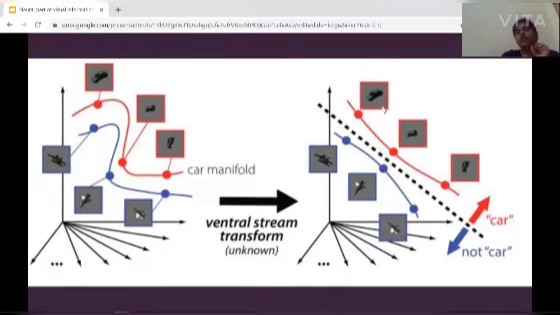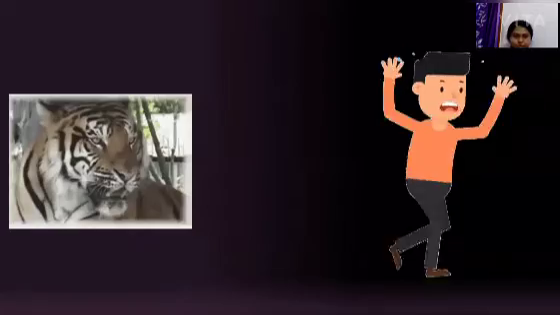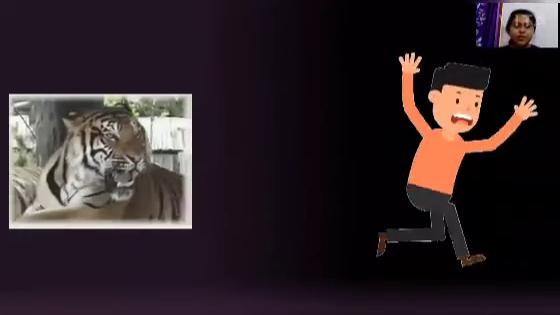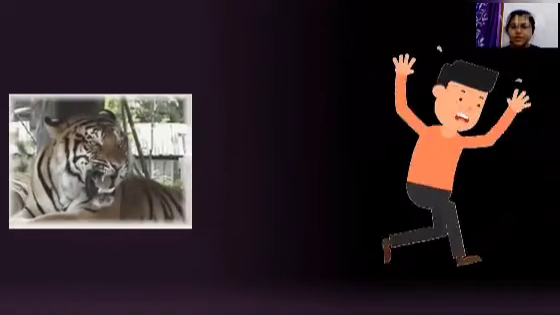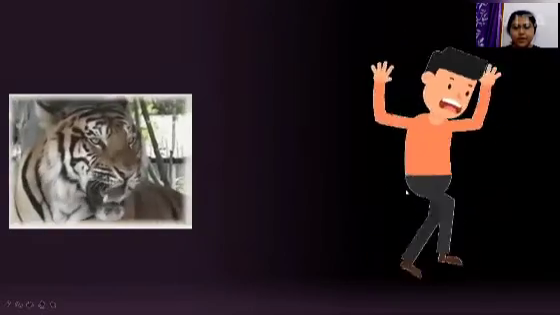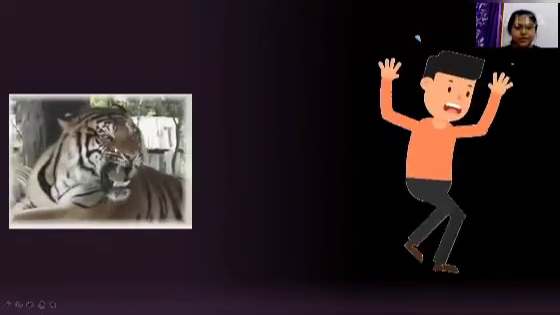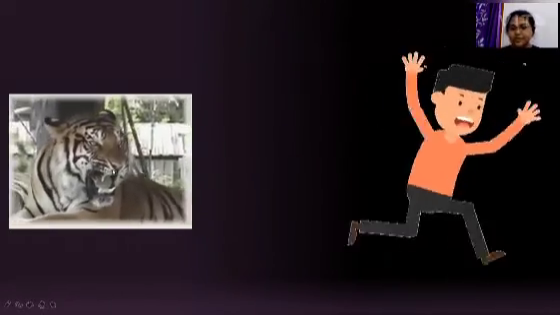Basically, the IT cortex tries to develop a mapping of visual input to a semantic representation in such a way that it allows easy discrimination between dissimilar objects. So after object detection, based on the visual memory, it tries to recognize the object, and in this way object recognition happens with the help of the ventral stream transforms along the ventral visual pathway.